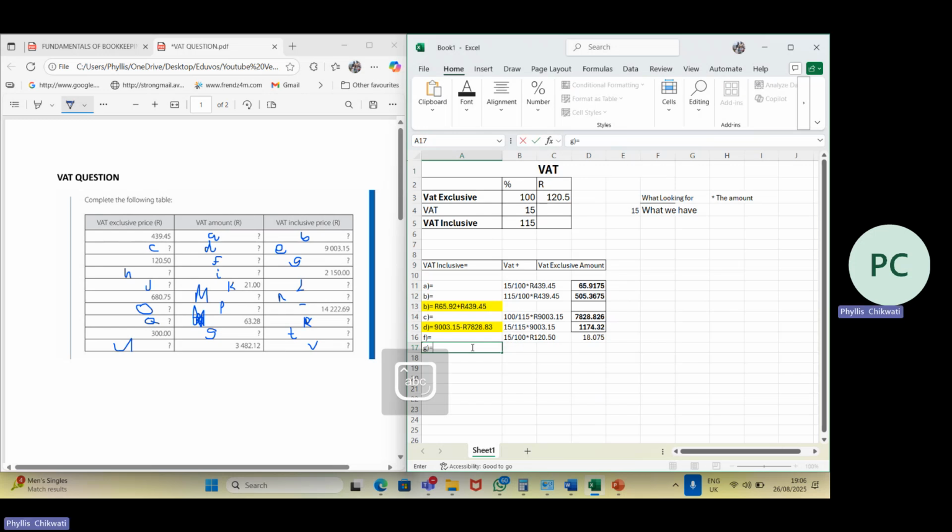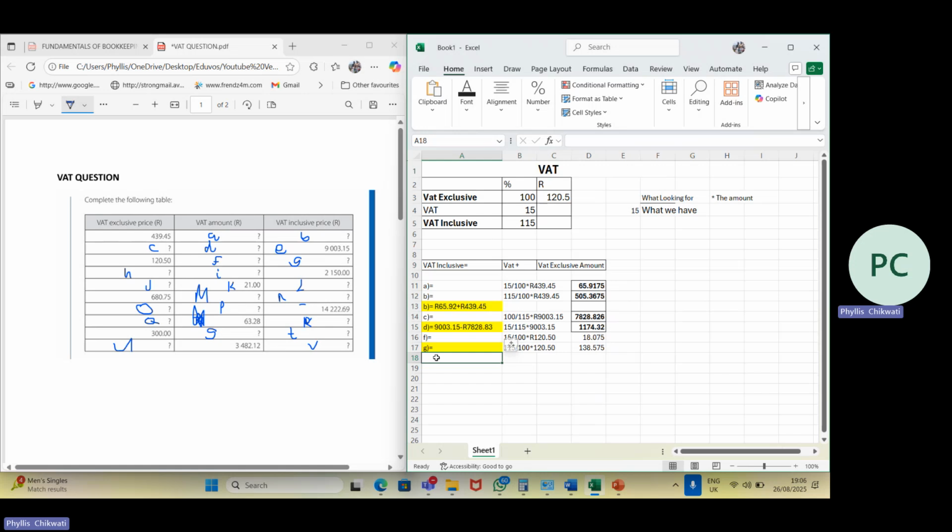With G, it's now easier, but let me just use the long formula. My G is the inclusive amount, that's 115 divided by 100. We times that by 120.50. So therefore G is 115 over 100 times 120.50. That gives us 138.